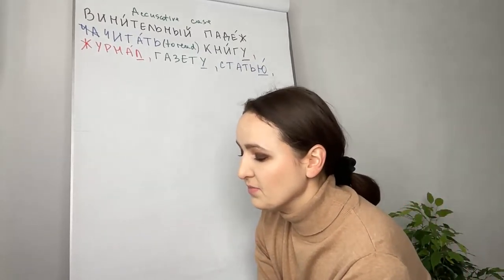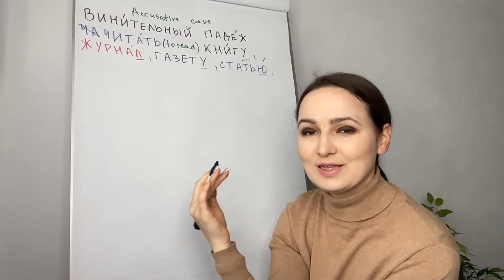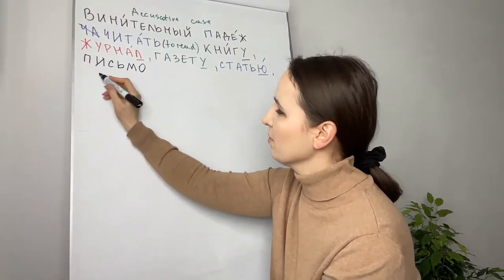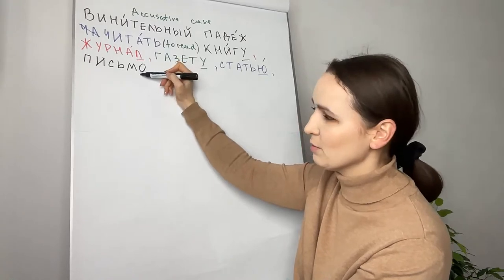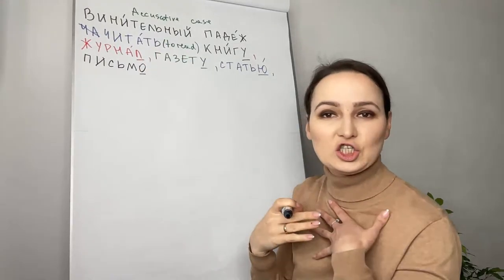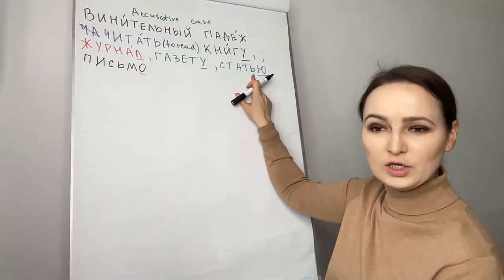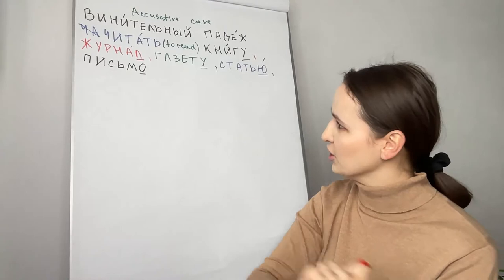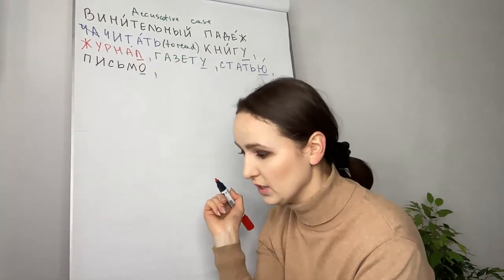Пойдем дальше. Следующее слово – письмо. Читать письмо. To read a letter. Давайте напишем письмо. Because this word ends in O, that means that it's neuter, so nothing will change. Читать письмо. In accusative, this word will remain the same. Я читаю письмо. I'm reading a letter. Статью. Here you have a soft sign and then ю. Хорошо. Дальше. What else can we read? What other nouns can we use with the verb читать, to read?